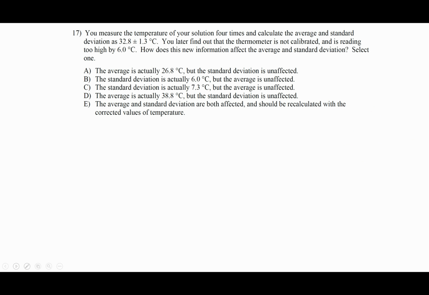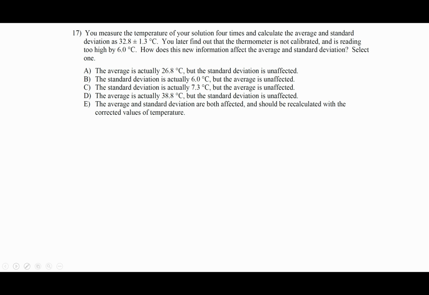You measure the temperature of your solution 4 times and calculate the average and standard deviation as 32.8 plus or minus 0.13. You later find out that your thermometer is not calibrated and is reading too high by 6 degrees. How does this new information affect your average and standard deviation?